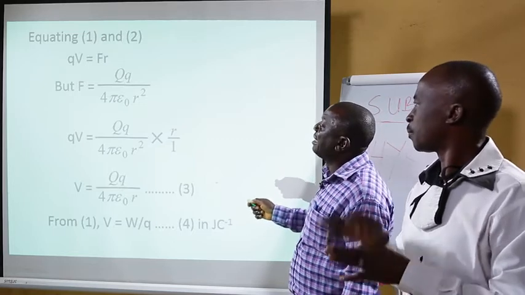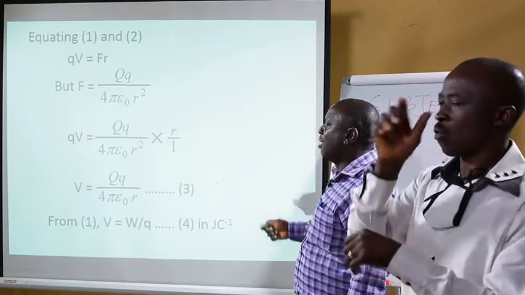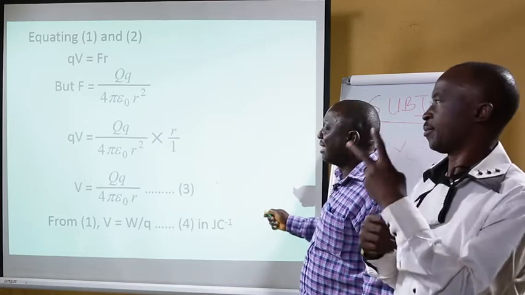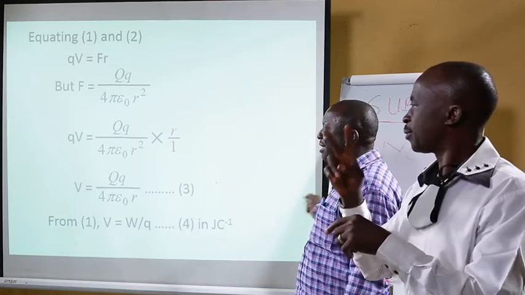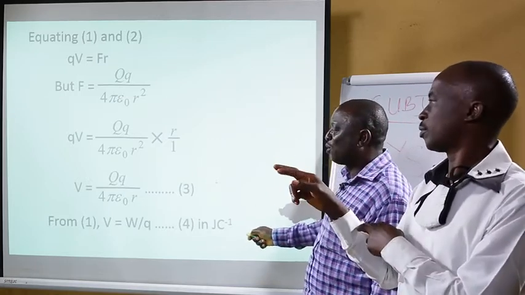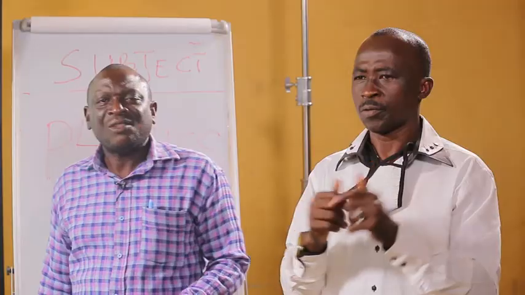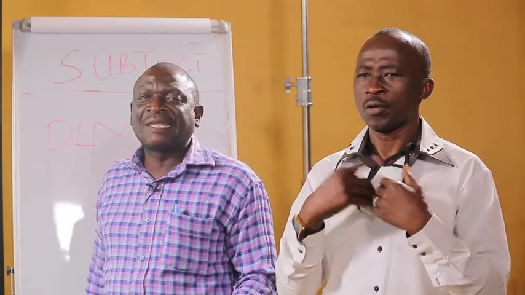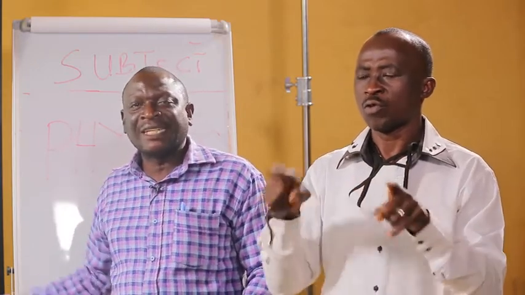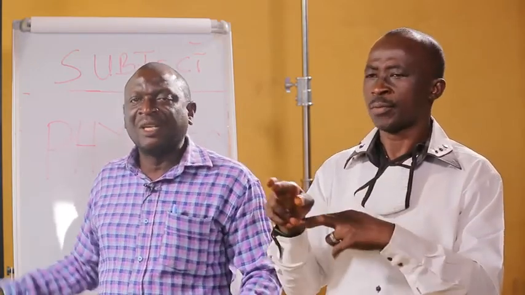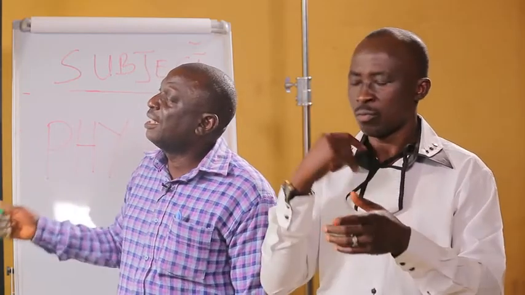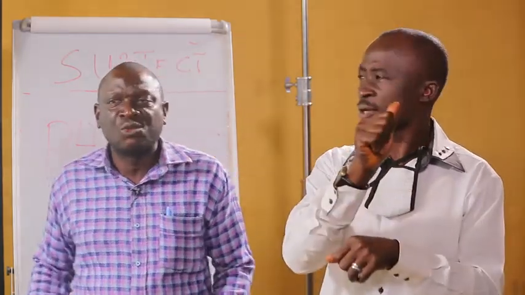If we equate equation 1 and 2, because from equation 1 we could see that W is equal to the right hand side, and equation 2 is also W. So the left hand sides are the same, so also the right hand side will be the same. And that is why we are equating equation 1 and 2.